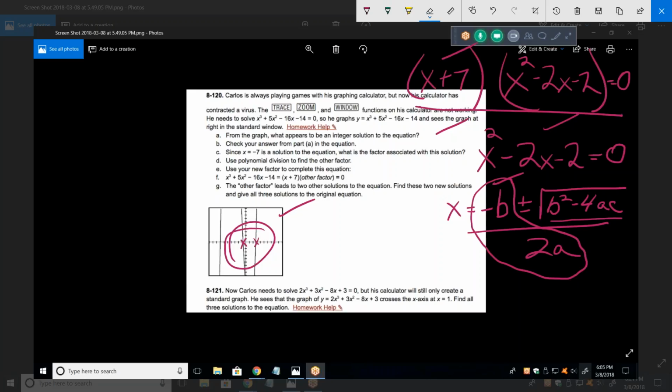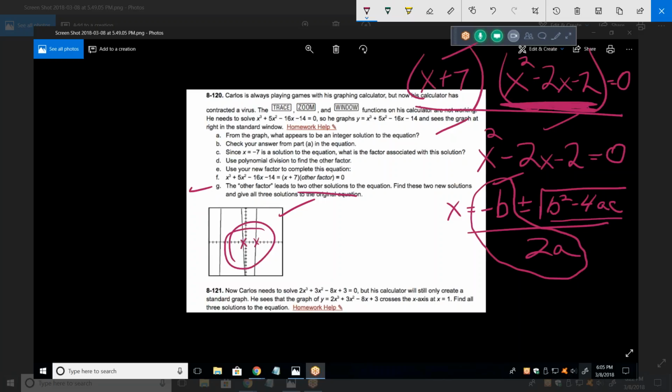All right. So the other factor leads to the other factor being this factor right here, x squared minus 2x minus 2. And it leads to two other solutions. Well, of course it does. The quadratic formula produces two solutions. Find these two solutions.